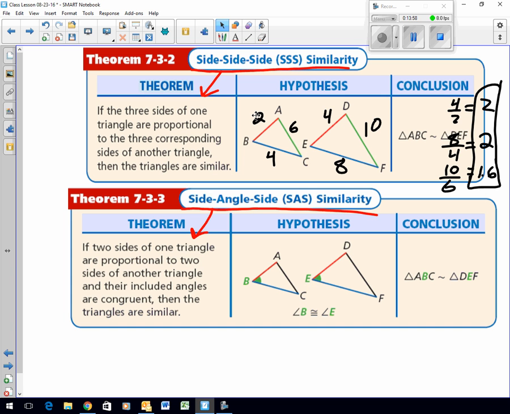All right. Next, I've got the side-angle-side similarity. If two sides of one triangle are proportional to two sides of another triangle, and their included angles are congruent, then the triangles are similar. Included angles being congruent? Coach, included angle? All right, let's see if we can do this.